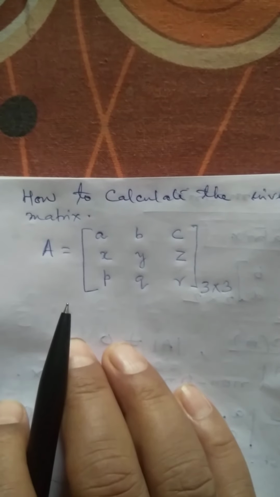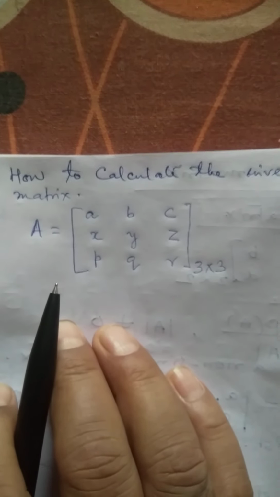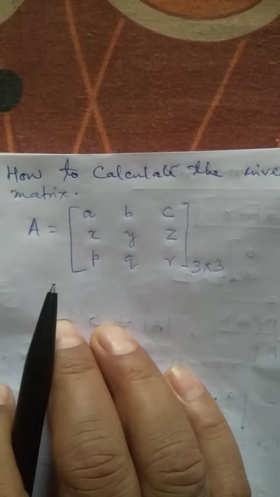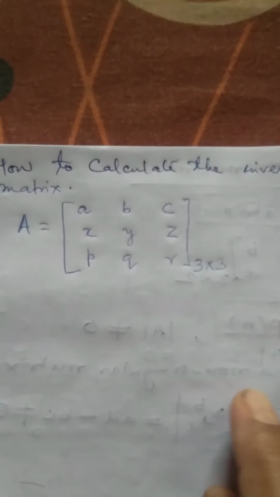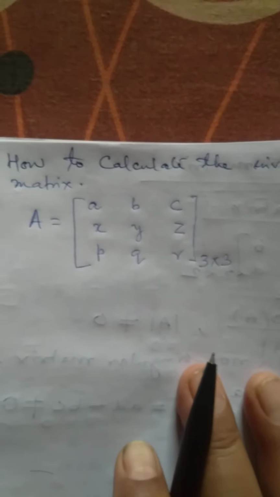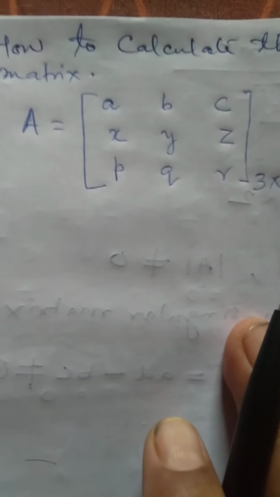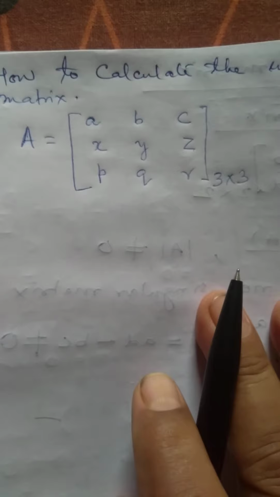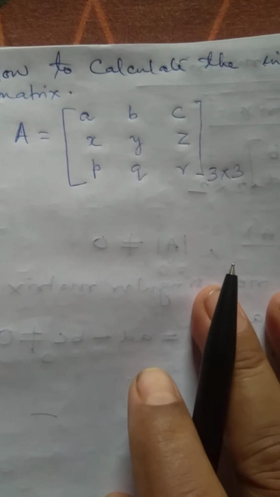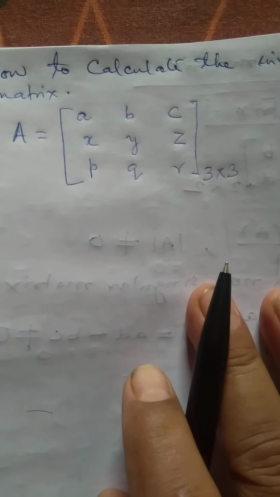In the previous video, we learned how to calculate the inverse of a 2 cross 2 matrix. Now, in this video, we will learn how to calculate the inverse of a 3 cross 3 matrix. Let us take an example. Suppose capital A is a square matrix of order 3 cross 3.